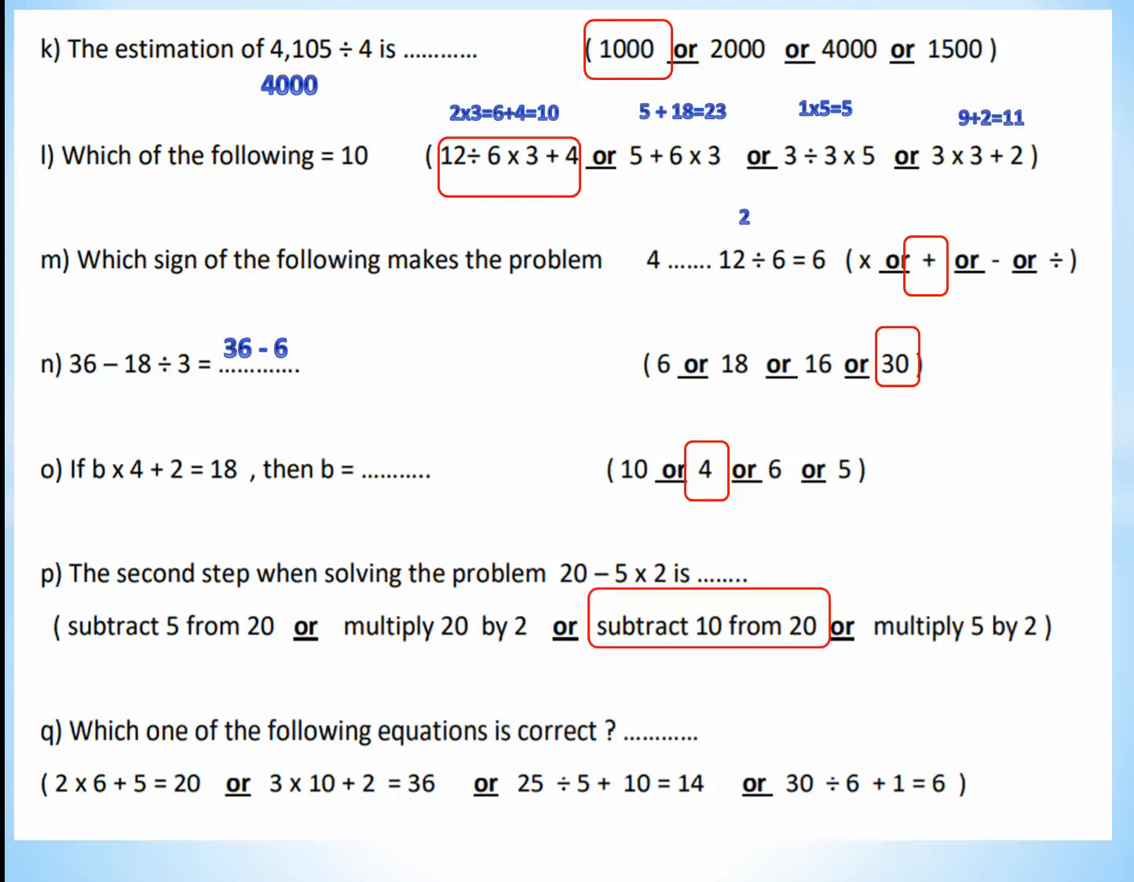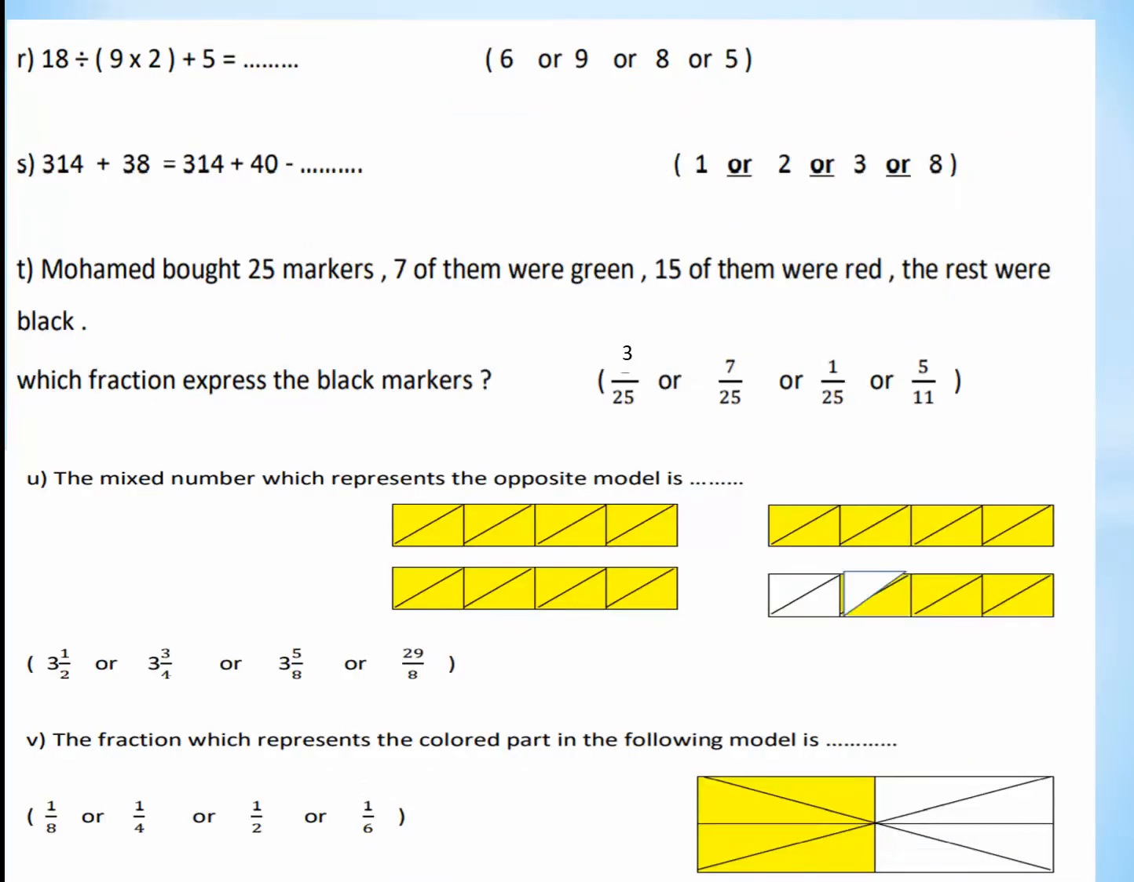Which one of the following equations is correct? If we check, we can find 2 times 6 equals 12, 12 plus 5 equals 17, 3 times 10 equals 30, plus 2, 32, 25 divided 5 equals 5, plus 10 equals 15, 30 divided 6 equals 5, 5 plus 1 equals 6, so this is the right one. 18 divided 18 plus 5, it means 1 plus 5 equals 6.